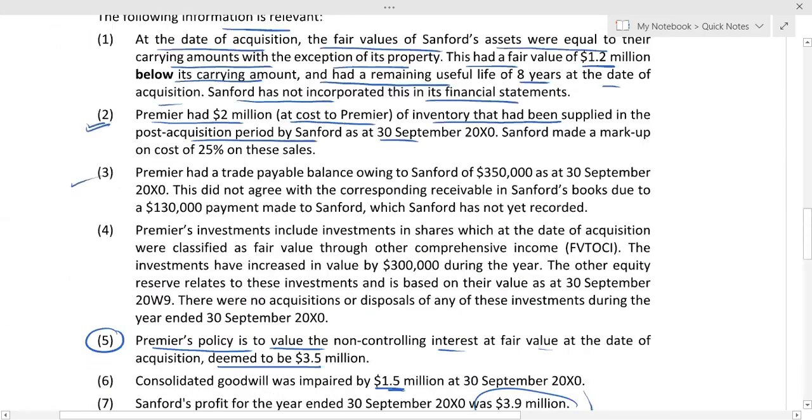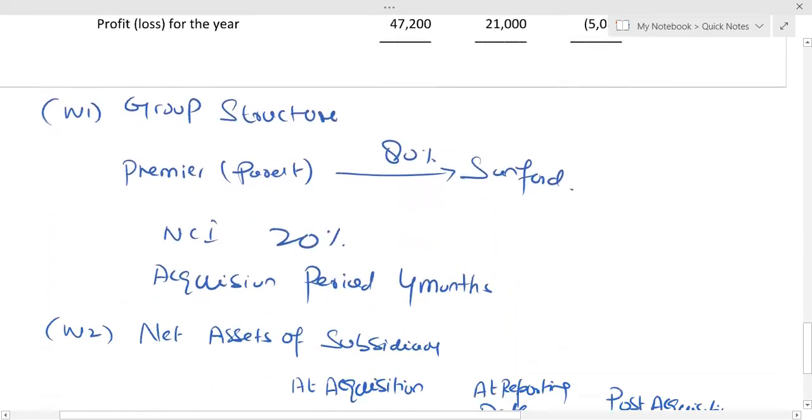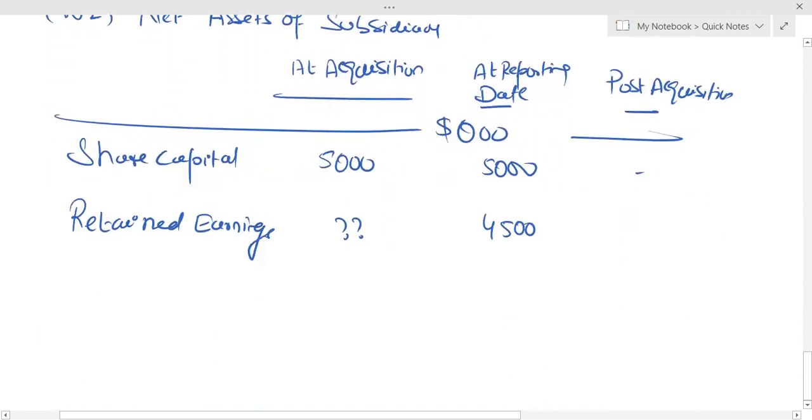Now come here. Because the acquisition period is just 4 months, logically from 4,500 we are deducting earnings of the last 4 months. So we're getting retained earning at acquisition of 3,200. It means the post-acquisition earning is 1,300.